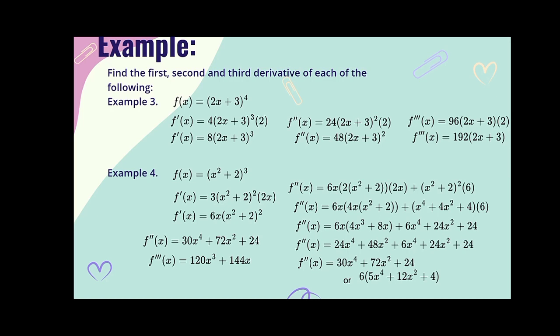So we simplify it because there is a common factor between 120 and 144, which is 6. So in simplest form, the third derivative of f of x is equal to 6 times the quantity of 20x raised to 3, because 120 divided by 6 is 20. Then copy the x cubed, plus 144 divided by 6 is equal to 24. Then copy x, and the final answer is 6 times 20x cubed plus 24x.